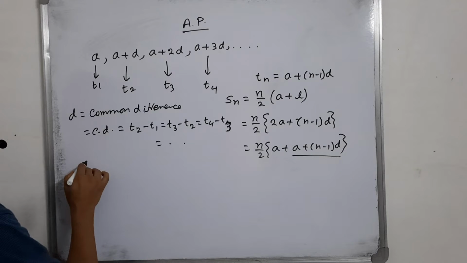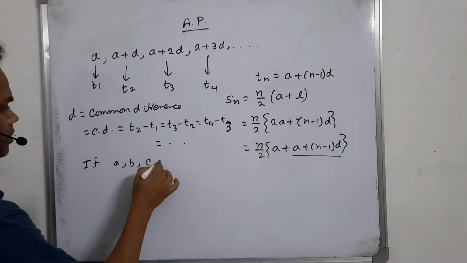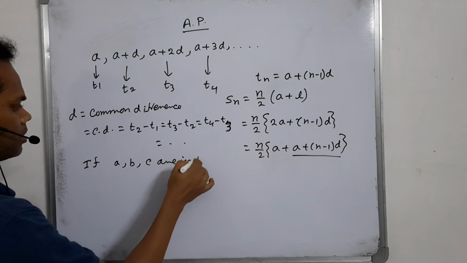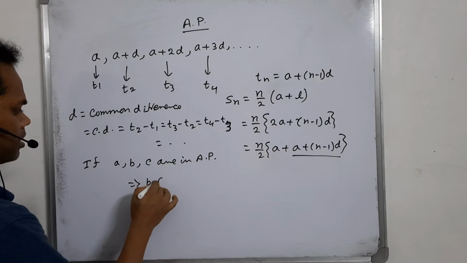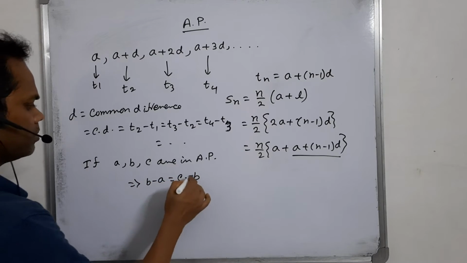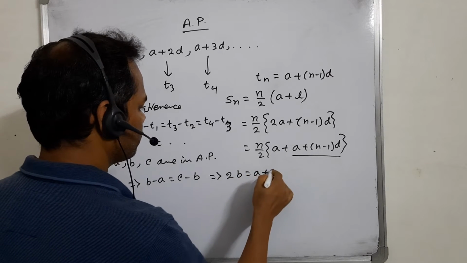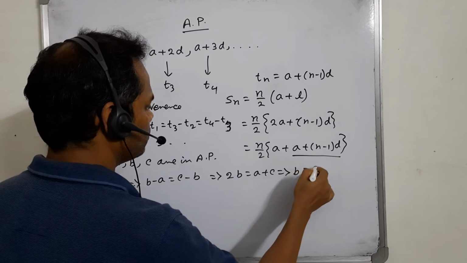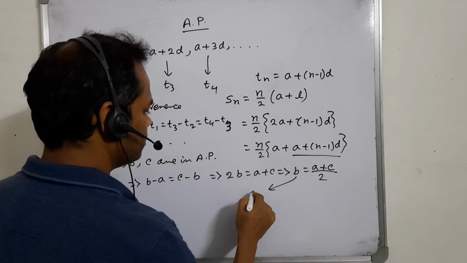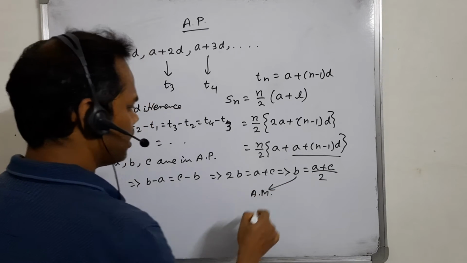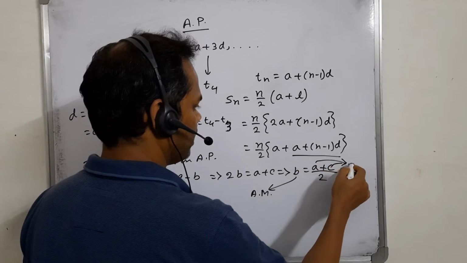So if three terms A, B, C are in AP, then B minus A equals C minus B, or 2 into B equals A plus C, or B equals A plus C by 2. Here B is the arithmetic mean of A and C, and A and C are extremes.